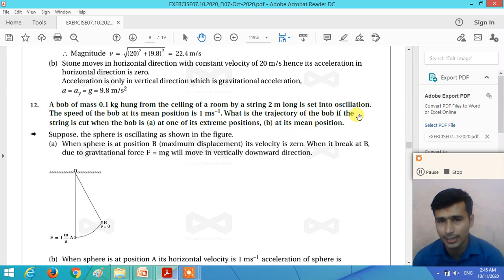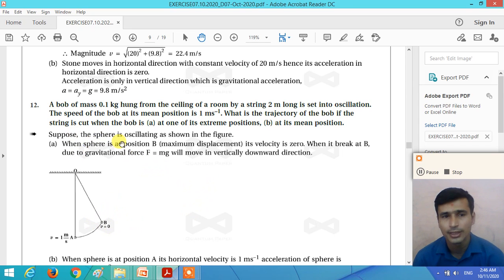What is the trajectory of the bob if the string is cut when the bob is at one of its extreme positions and at the mean position? So when the string is cut when the bob is at the mean position, what is the trajectory of the bob? And when the string is cut when the bob is at the extreme position, that means at the highest position, what is the trajectory of the bob?